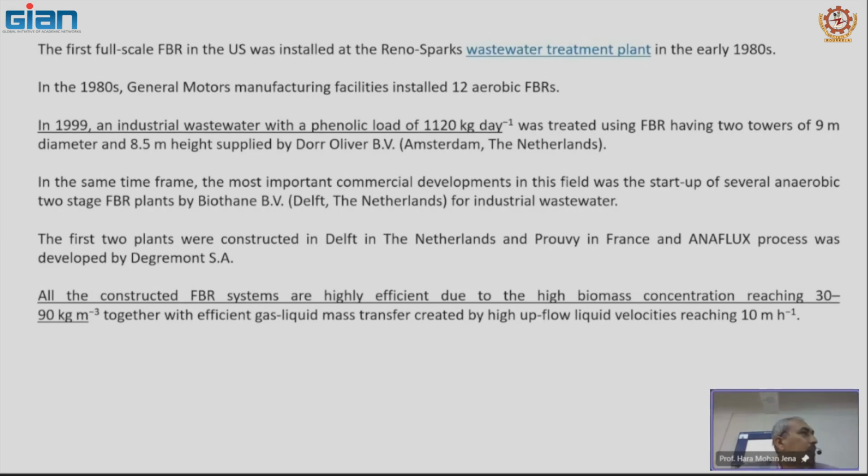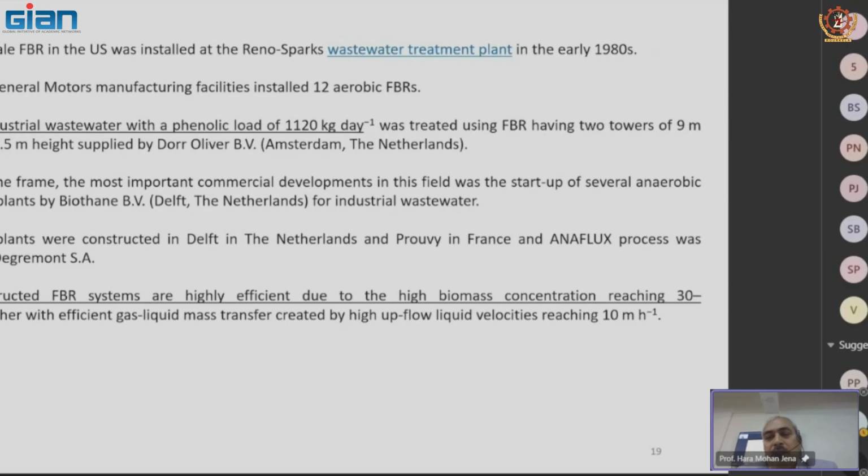All the constructed fluidized bed reactor systems are highly efficient due to the high biomass concentration reaching 30 to 90 kg per cubic meter, together with the efficient gas liquid mass transfer created by high upflow liquid velocities reaching up to 10 meter per hour.